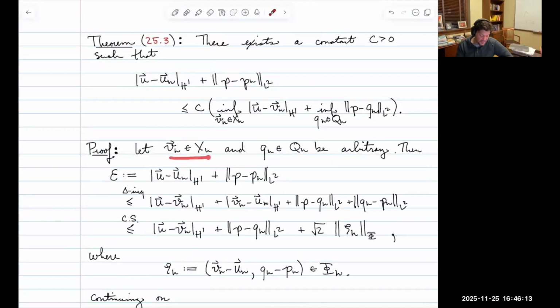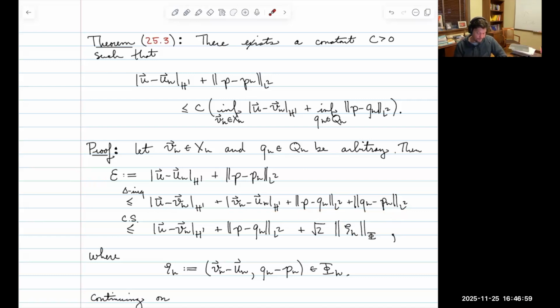Let VH and QH be arbitrary velocities and pressures. We're interested in approximating this error, which is the sum of these two errors. So let's add and subtract a VH here and a QH here and use the triangle inequality. If we do that, then instead of one term here, we have two. This is what we want. This is also what we want. And we need to figure out how to deal with this and this.